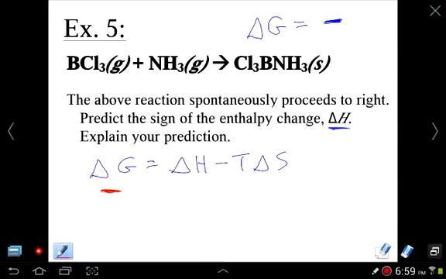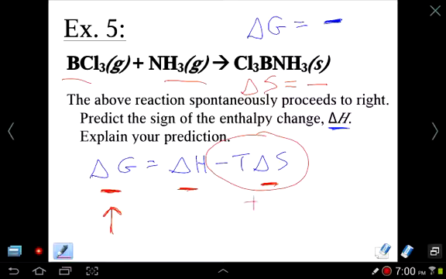Now, looking at the reaction itself, what we see is that we have ourselves a solid formed from two gases. And anytime you have a solid form, order increases, so disorder decreases. So we know for sure that delta S is negative. Knowing that delta S is negative, and knowing that overall delta G is negative, the only way for this to happen is for delta H to be negative. The reason being is because this term becomes positive since we're subtracting a negative. So the only way for delta G overall to be negative is for delta H to be negative. That way, if you add a number, it remains negative. And that would be essentially the explanation. So delta H is negative.